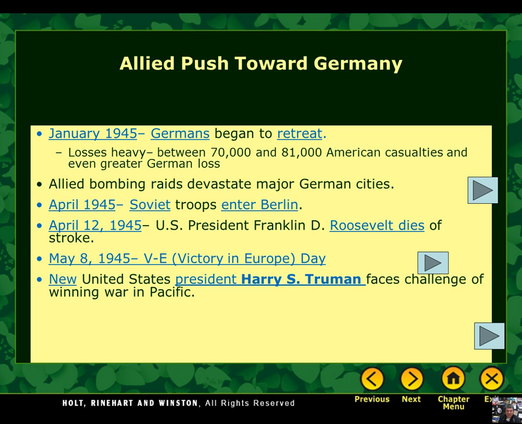By April of 1945, the Soviet troops enter Berlin. And at that point, as Soviet troops enter Berlin, Adolf Hitler commits suicide. The Allies have control of Germany, along with continuing to take control of other parts of Europe.